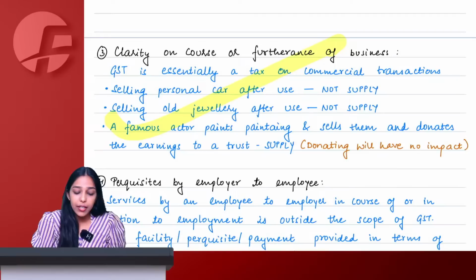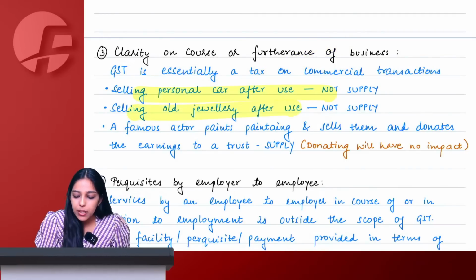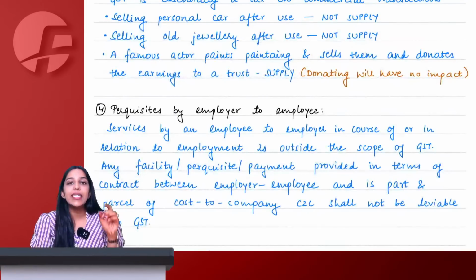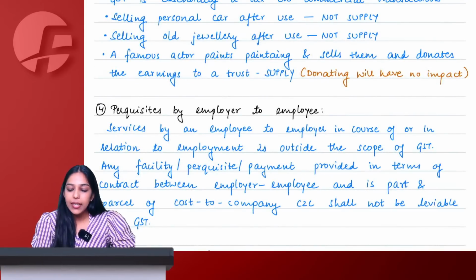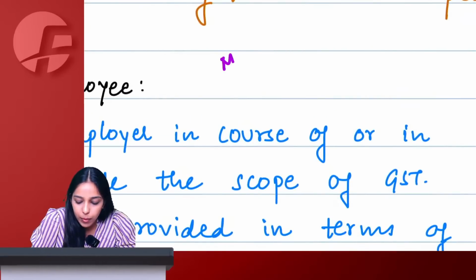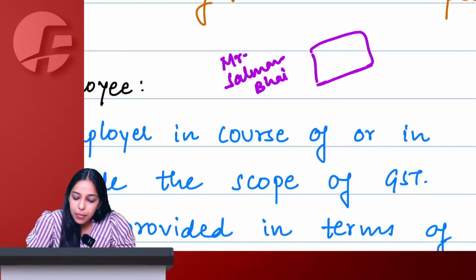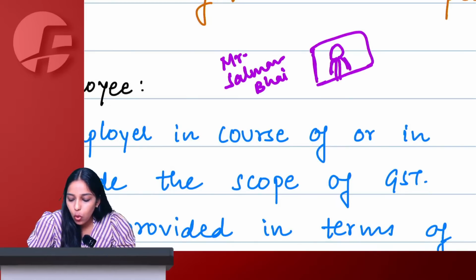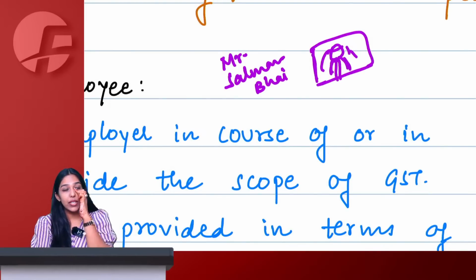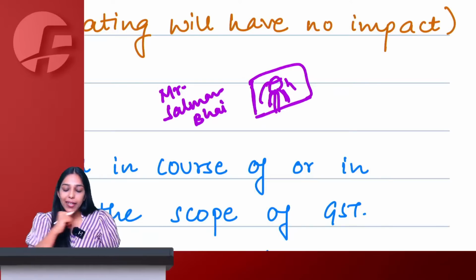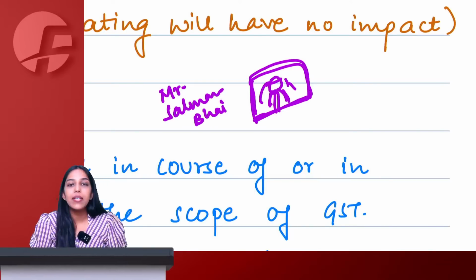Business: I've already explained that selling a personal car or personal jewelry is not a supply. It is not a commercial transaction, but your intention has to be of doing business. Let us take an example of Salman Bhai. He is a painter, just in case you do not know, and he has painted, let us say, Katrina Kaif's portrait on ice, in that movie Tiger 2 or 3, something like that. So let us say Mr. Salman Bhai made a painting.